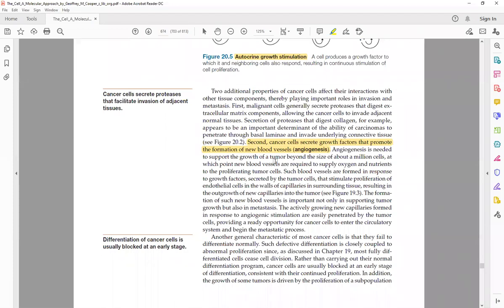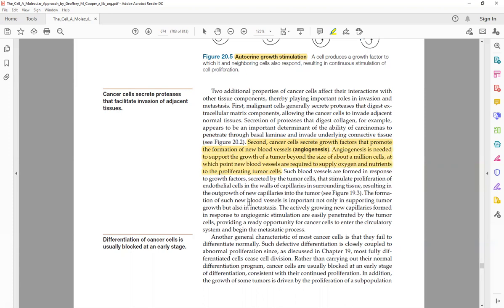So the last topic that we were talking about was angiogenesis. Angiogenesis is needed to support the growth of a tumor beyond the size of a million cells, because it will have to form new blood vessels that are required to supply oxygen as well as nutrition to the proliferating tumor cells, so that these cells can undergo effective division and lead to the formation of effective tumor cells.